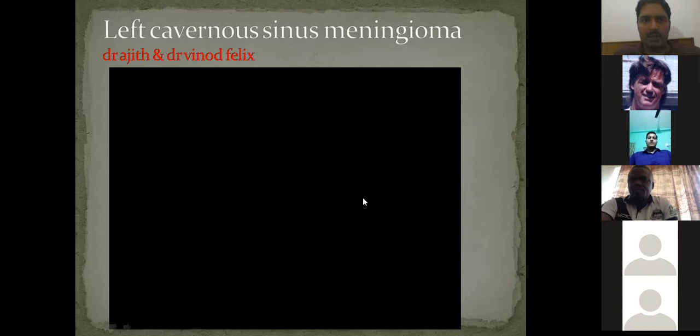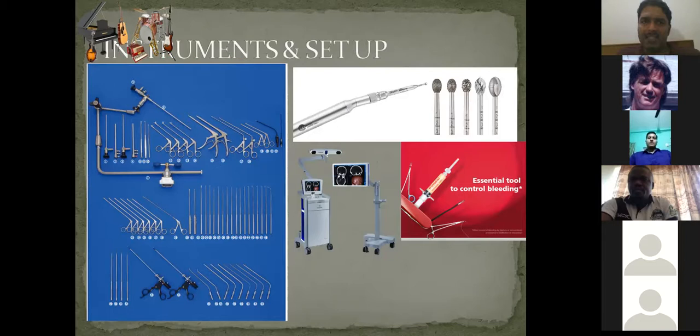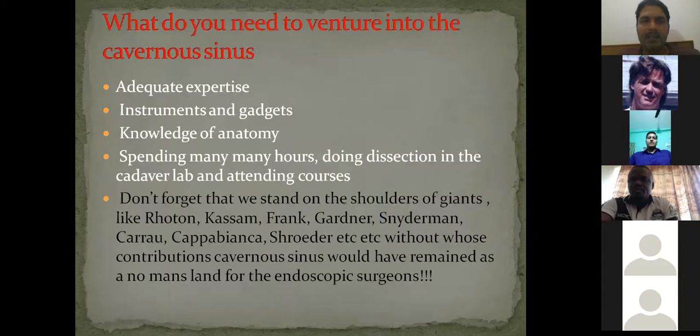So for doing all these challenging surgeries, you need the complete set of instruments and the setup. You need the gadgets like flow seal or surgery flow to control the bleeding. You need navigation at times. You need the Doppler probe. And this is very important.